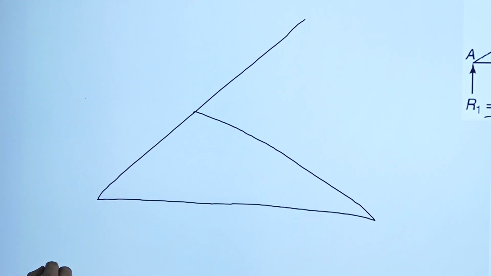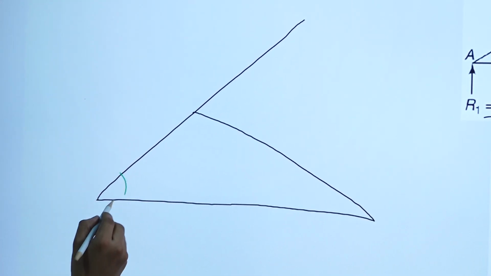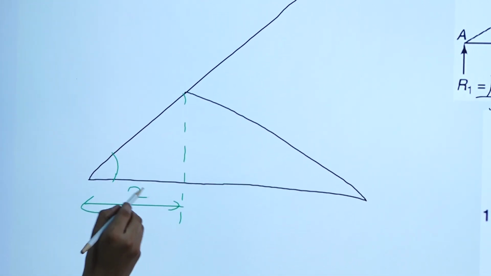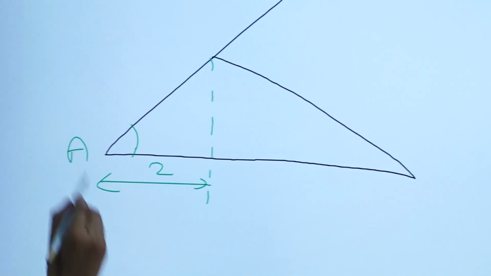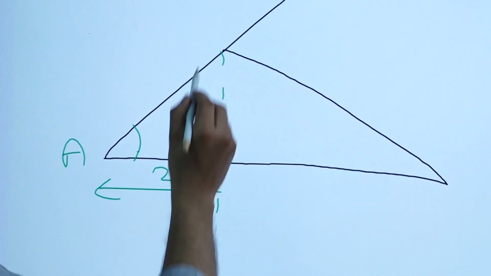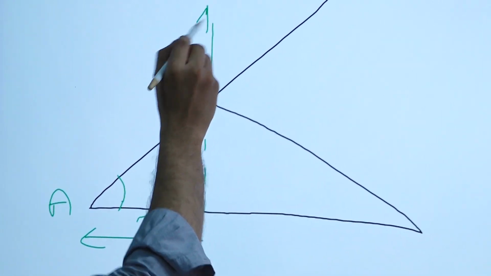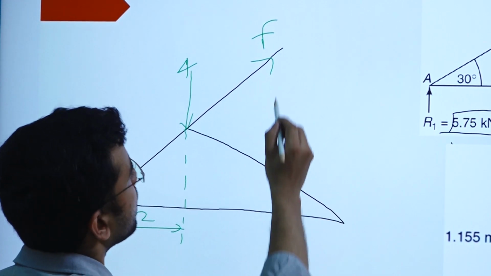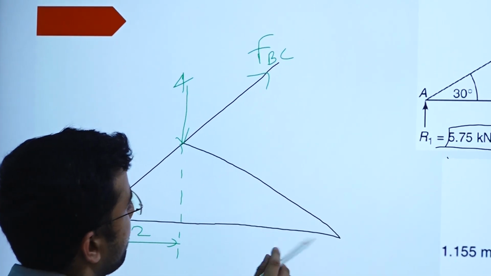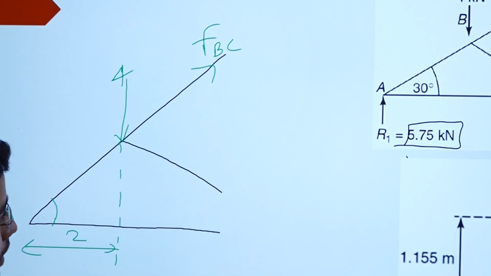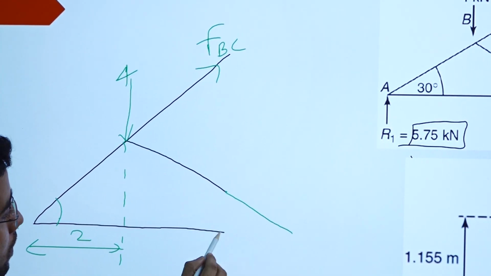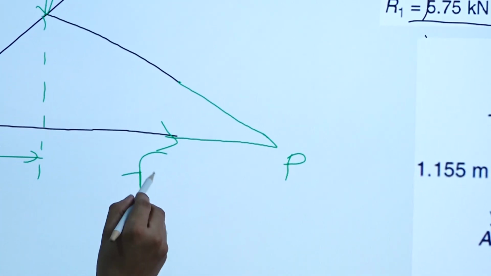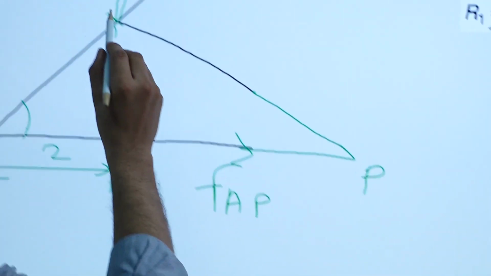Okay. This angle is 30. Up to here it is only 2, right. This is A. Here we are having force as 4 kN. FA, FBC. So we have already cut it from here, right. So this point is P. So this force will be FAP. This point is B.